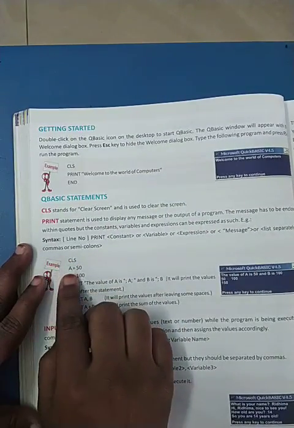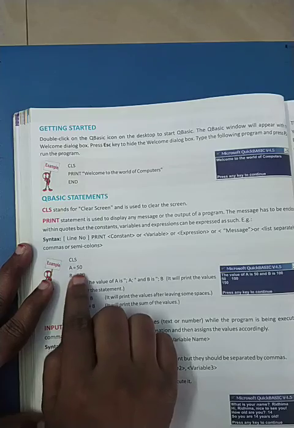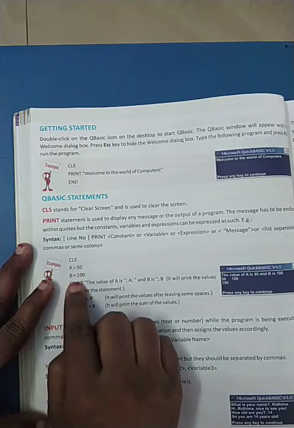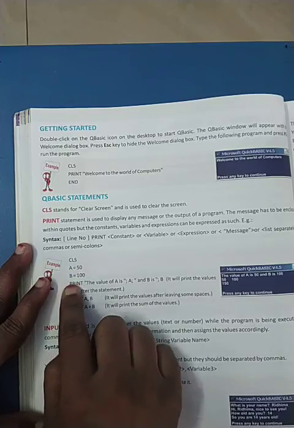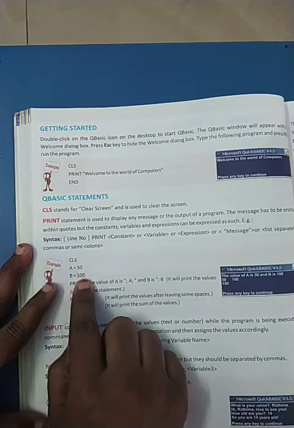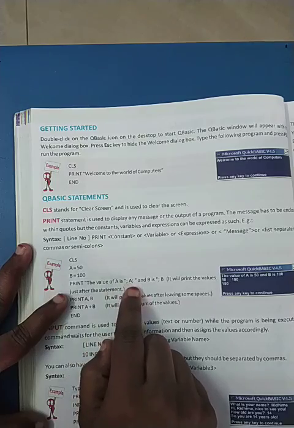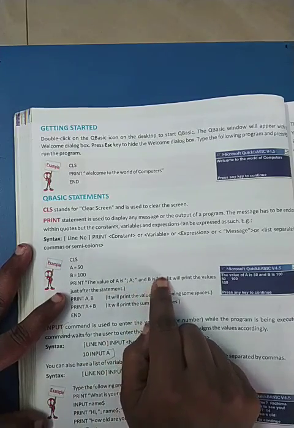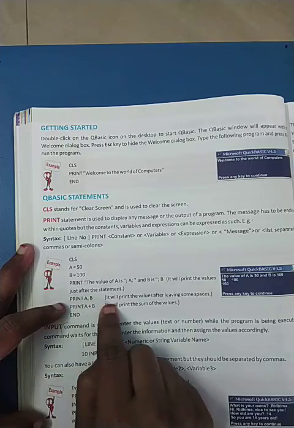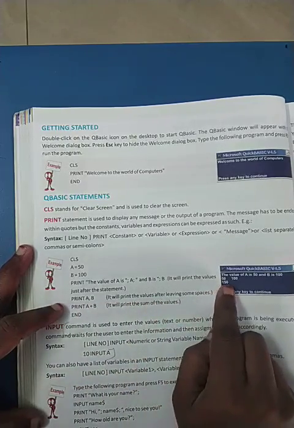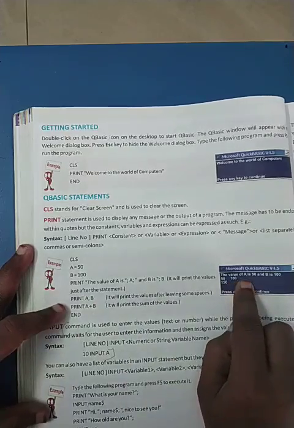Now an example: clear screen, a equal to 50, b equal to 100. These two are assignment statements, where I am going to assign a as 50, b equal to 100. With this, I am going to print: the value of a is a and b is b. Then print a comma b. That means it will print the values after leaving some spaces, because the comma will leave some spaces.